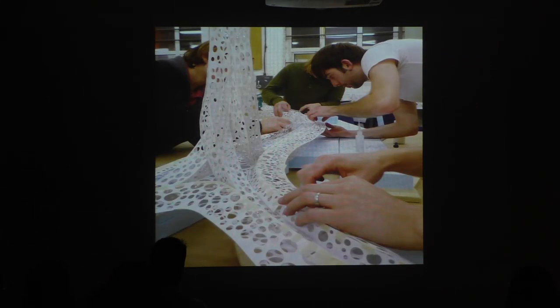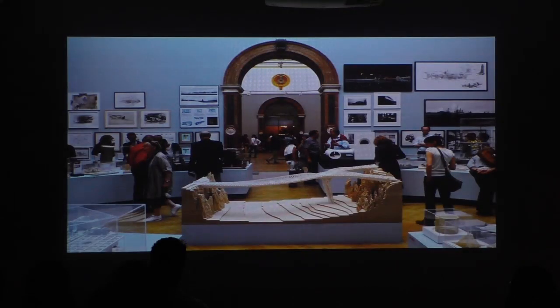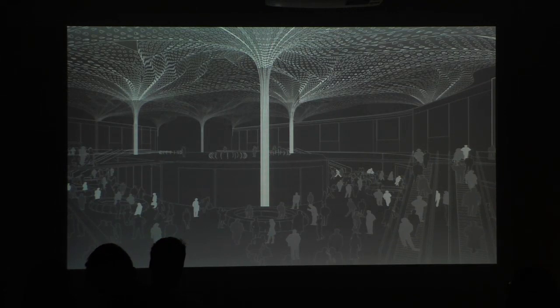That's the cutting plan. That's Millennium Models again, many hands again. And then that was a model that was in the Royal Academy. So that was good for us. We never imagined it would get into the Royal Academy. So that was a good result. And we won a prize, actually, at the Royal Academy.